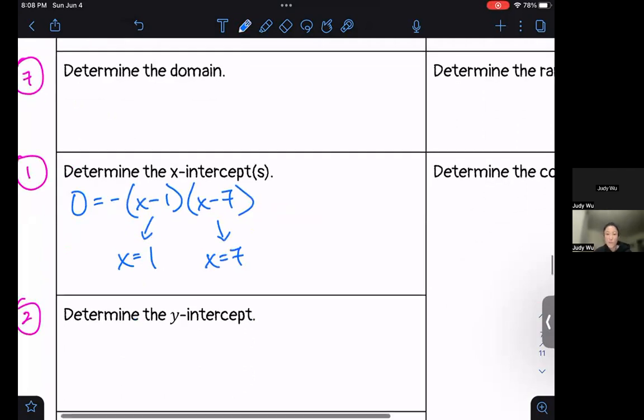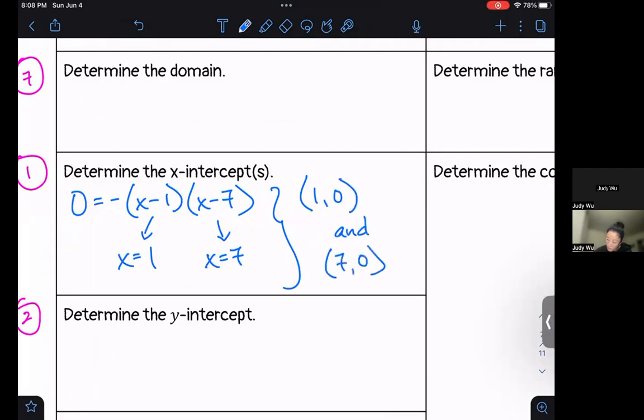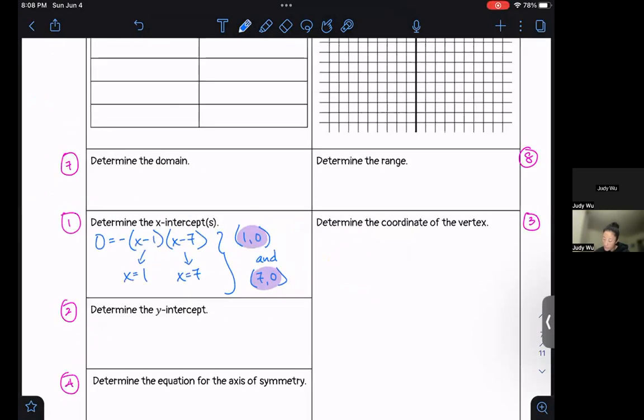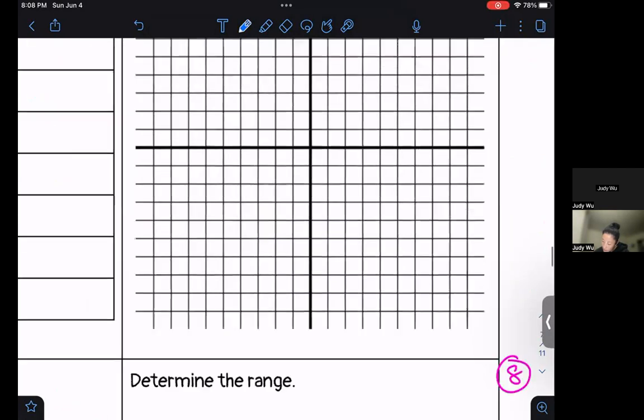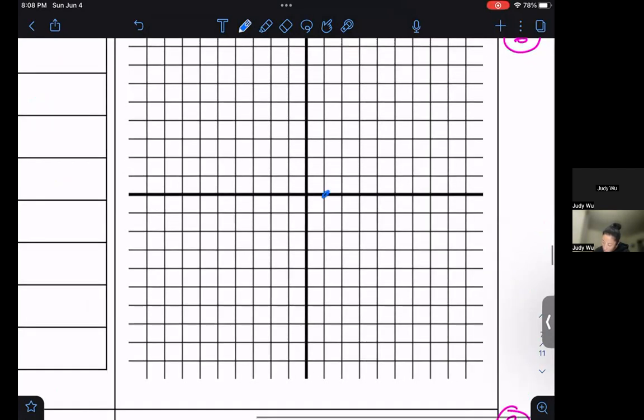That doesn't get us full credit though. We need to write them as coordinates. 1, 0, and 7, 0. And these would be the y-intercepts, or the x-intercepts on the graph. So 1, 2, 3, 4, 5, 6, 7. Those are my y-intercepts. Sorry, x-intercepts.